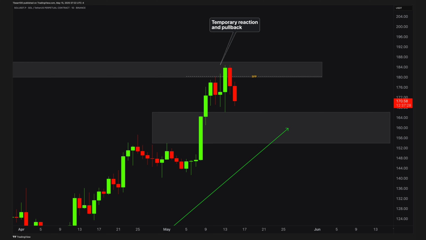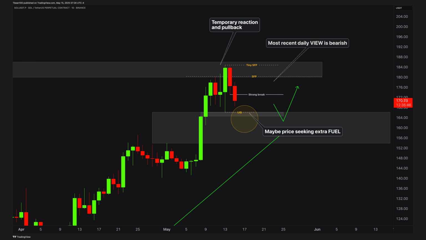How about the daily chart? In this daily chart and the candlesticks, we made another SFP, a tiny SFP recently, and then a strong break downwards. Then this got me thinking, why? Maybe the price is just seeking more fuel to go up. Look at this small imbalance and liquidity point below. It is quite possible price may crash further here to get more fuel before another leg of rally.